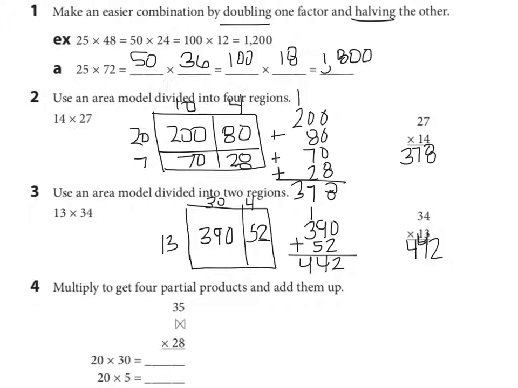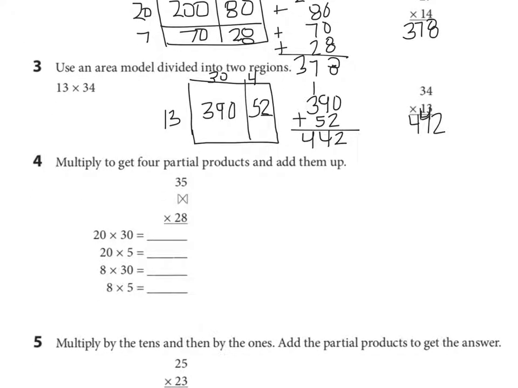And then number 4 says multiply to get 4 partial products and add them up. So we have 600, we have 100. Next I know that 8 times 30 equals 240. And 8 times 5 is 40. Add them up. We get 980 as our answer.